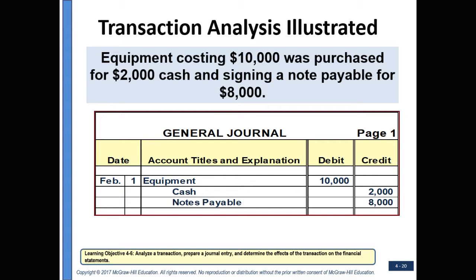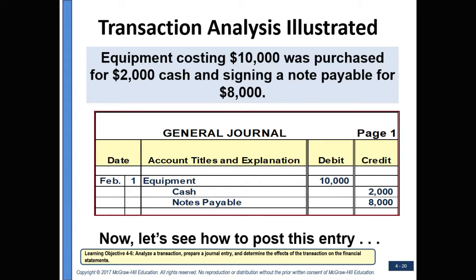We increased our equipment by a piece of equipment worth $10,000. The amount of the credit to the cash account, or how much we paid or decreased our cash by, is posted at $2,000. And then we recognize that the other $8,000 utilized to purchase this piece of equipment is in the form of a notes payable. We increase our notes payable by $8,000. The debit and credit amounts are posted to the corresponding accounts in the ledger, and we're going to look at that in the next slide.